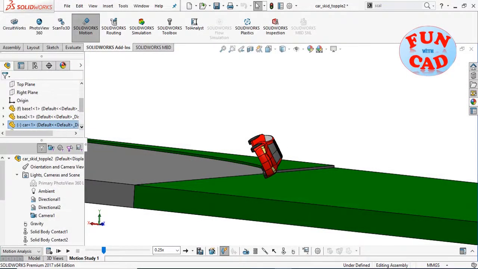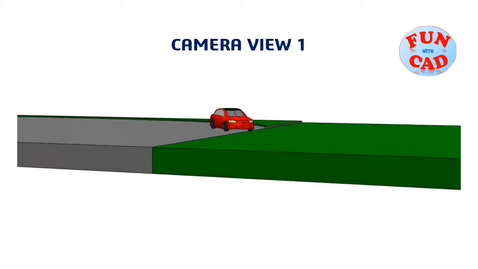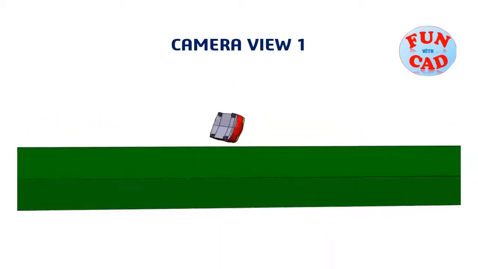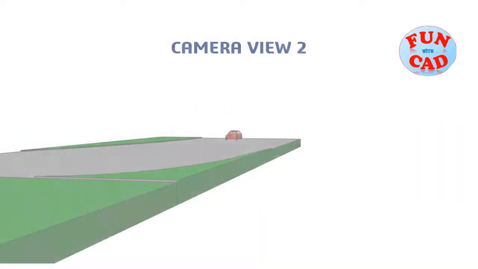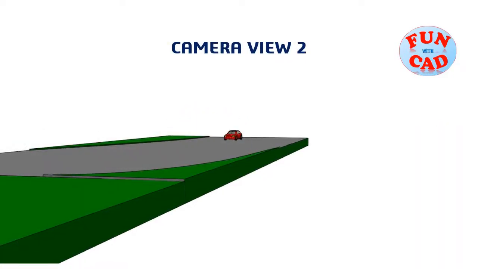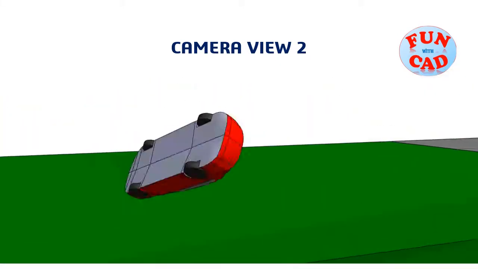Hi everyone, in this video we will see a speed car skid on track, and topple before crashing. The motion animation from view 1. Motion from view 2. Let's learn to create this motion using SolidWORKS.